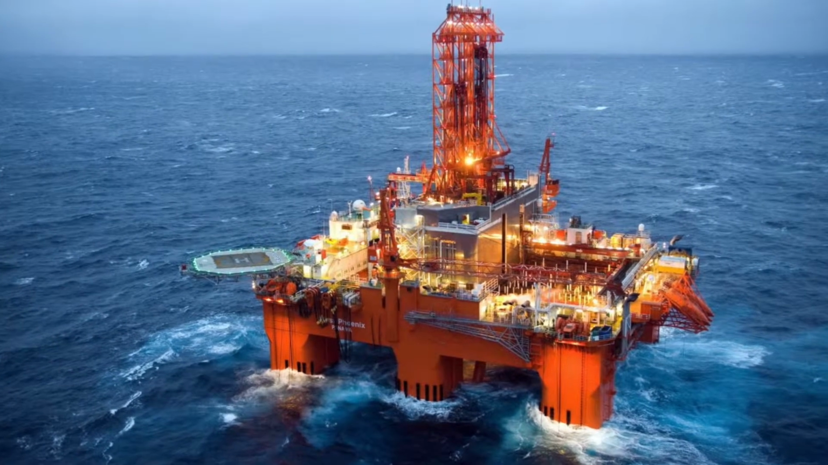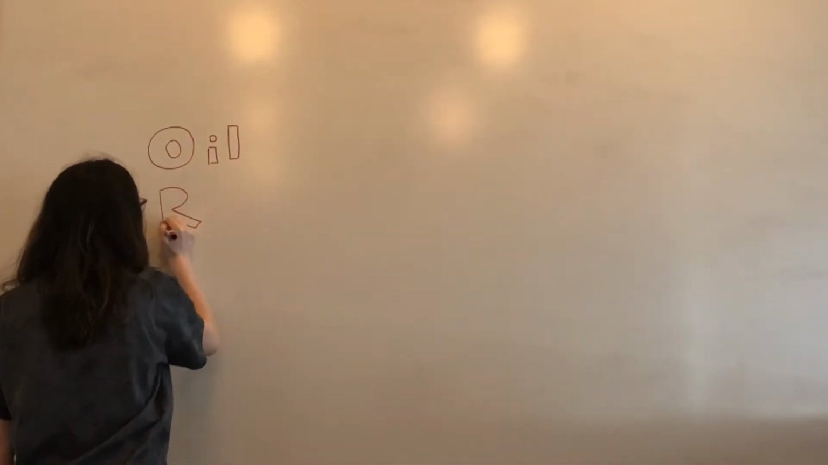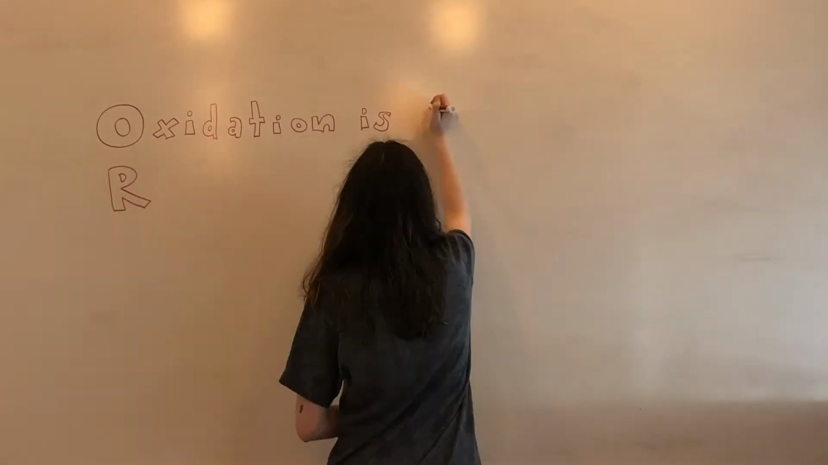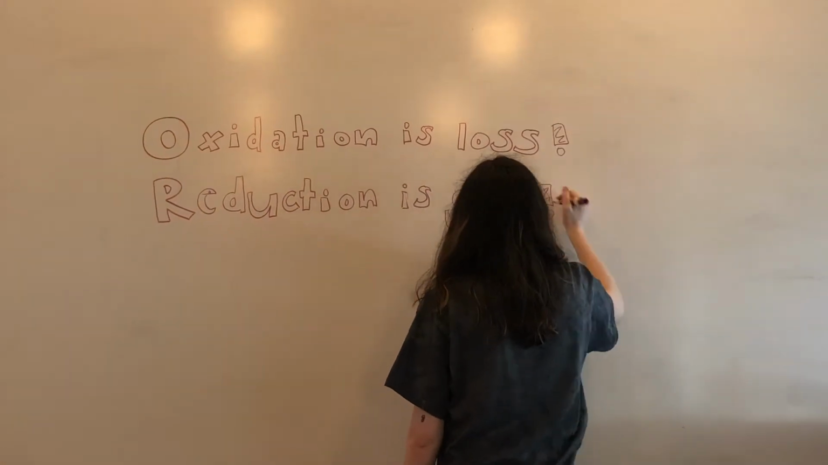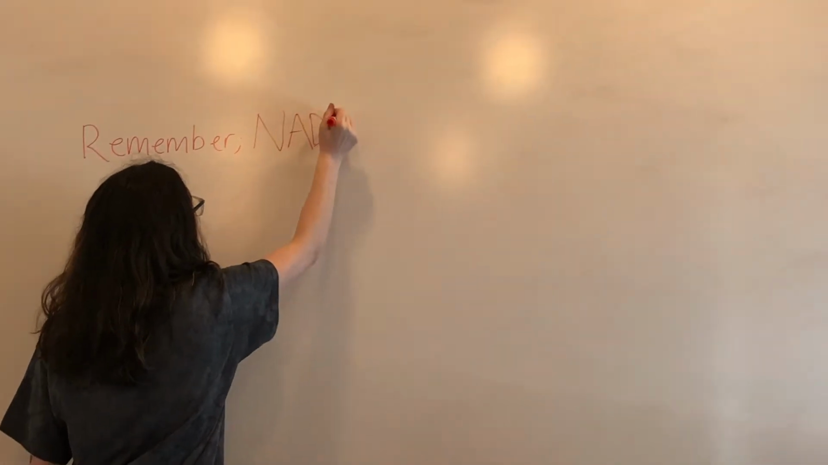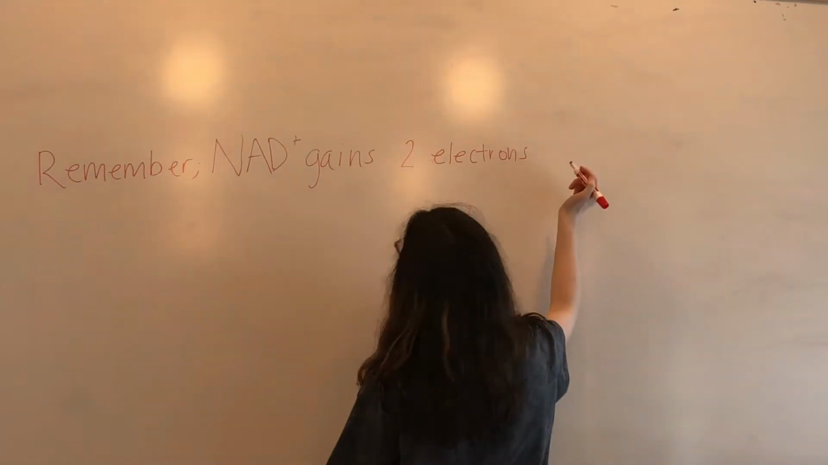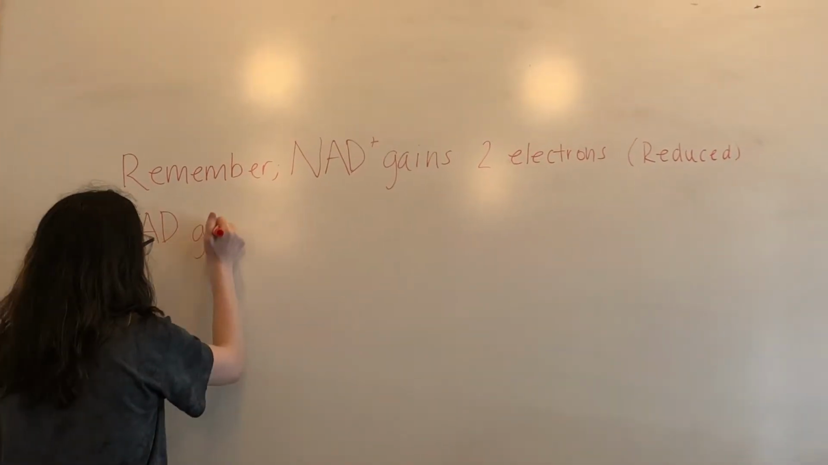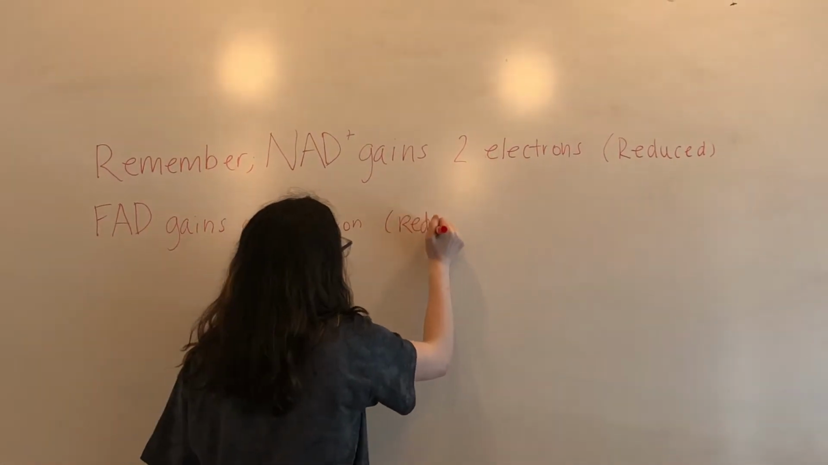Remember this helpful mnemonic for oxidation and reduction. Oil rig. Oil: oxidation is loss of electrons. Rig: reduction is gain of electrons. Remember, NAD+ needs to be reduced to NADH during glycolysis. It gains 2 electrons, so it is therefore reduced. FAD gains an electron to become FADH2, therefore it is also reduced.